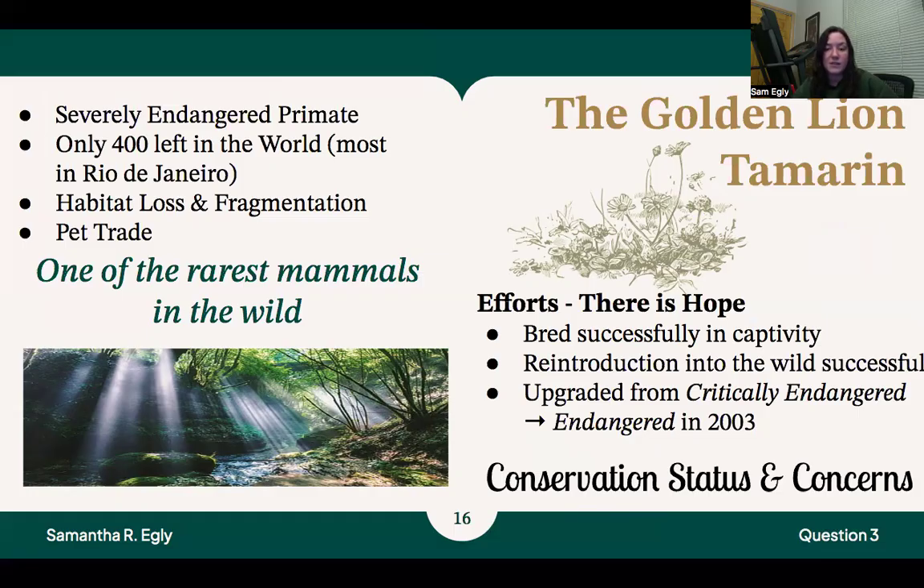Thankfully, there have been efforts. So there's hope because they have been bred successfully in captivity and reintroduction in the wild has been very successful. So the Smithsonian National Zoo, which I actually live very close by, has played an important role in creating the Golden Lion Tamarin Conservation Program, which is still active today, in field research, reintroduction, environmental education, and habitat restoration. So they were actually upgraded from critically endangered to endangered in 2030 due to these conservation efforts, and about 1/3 of the wild population today originated from those who were raised in human care, which is very cool.